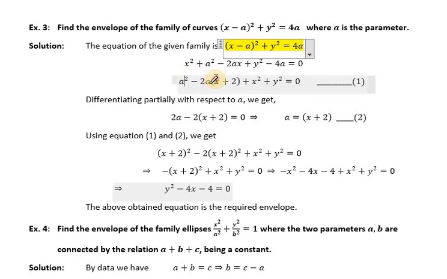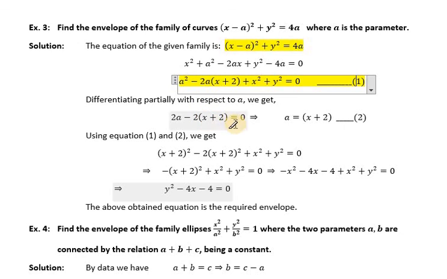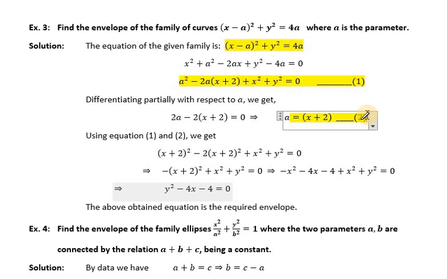So let us take this simplified equation as equation 1. Then differentiate this equation with respect to the parameter a. So derivative of a square is 2a, minus 2a into x plus 2, derivative is 2 into x plus 2, is equal to 0, because x square derivative is 0 with respect to a, y square derivative is also 0. Hence the derivative is 2a minus 2 into x plus 2 is equal to 0. Now we equate this to a, 2 get cancelled, so a is equal to x plus 2. This is our equation 2.